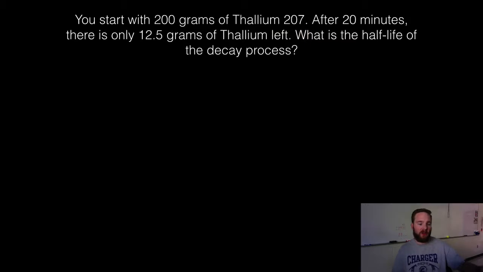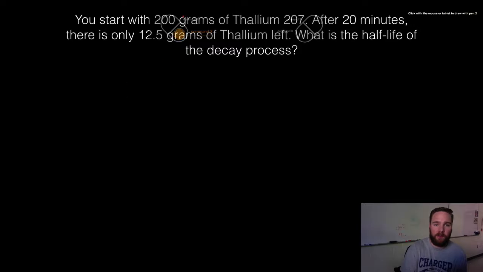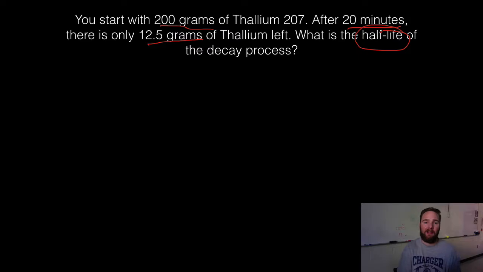I start with 200 grams of thallium-207, so let's annotate as usual. 200 grams of thallium-207 after 20 minutes. After 20 minutes, there's only 12.5 grams of thallium left. What is the half-life of the decay process? Okay, so let's start with what we always do. 200 grams is my starting amount. It says after 20 minutes, there's only 12.5 grams of thallium left.